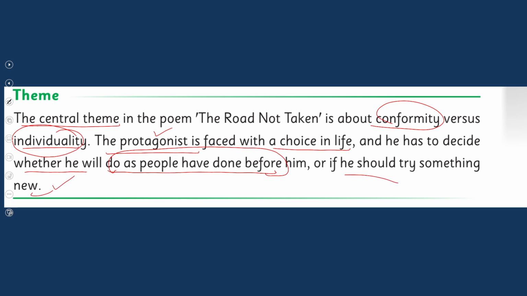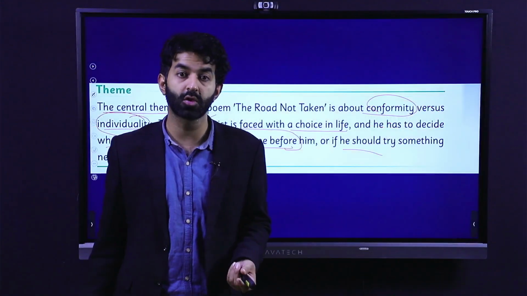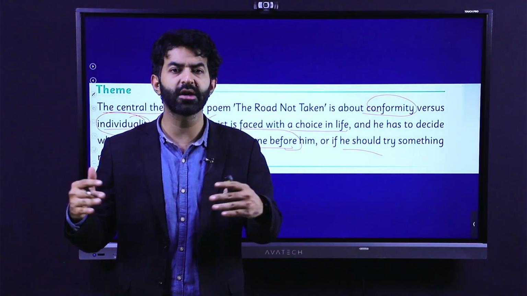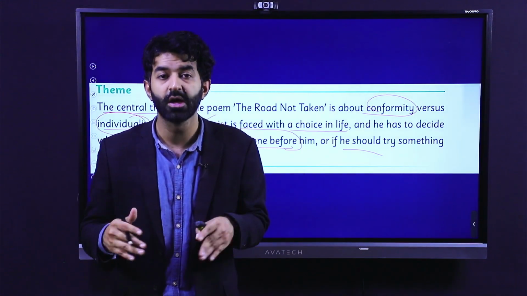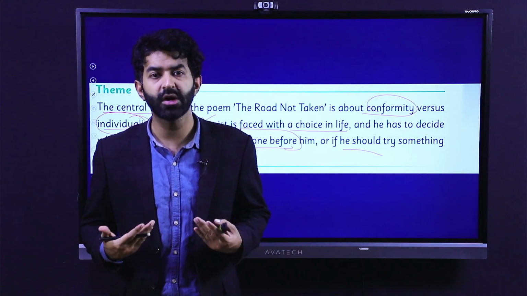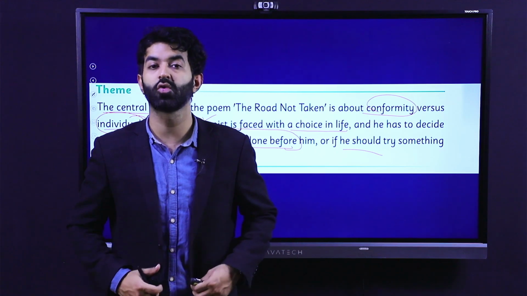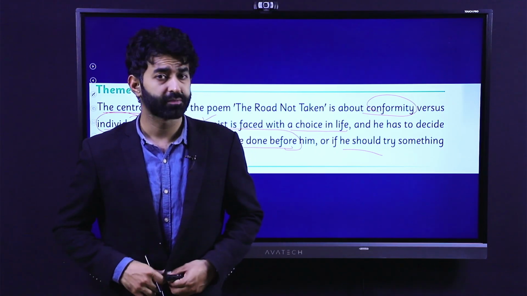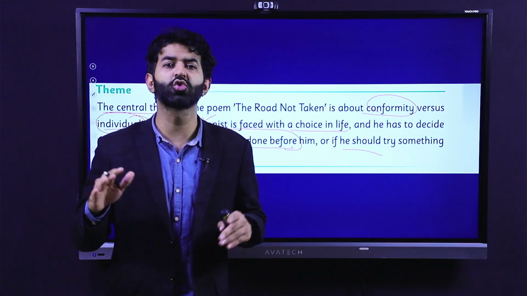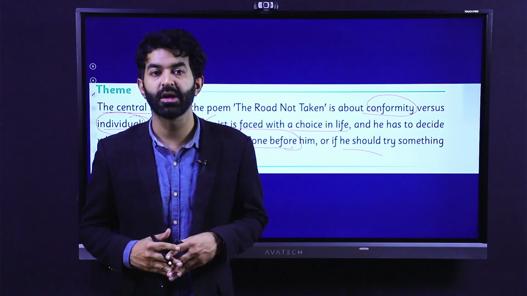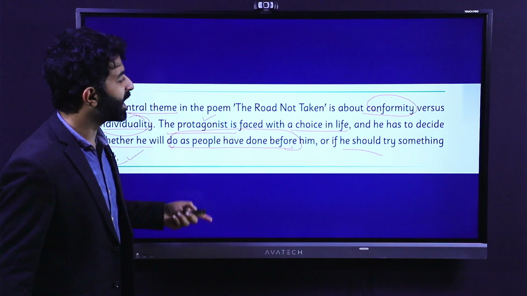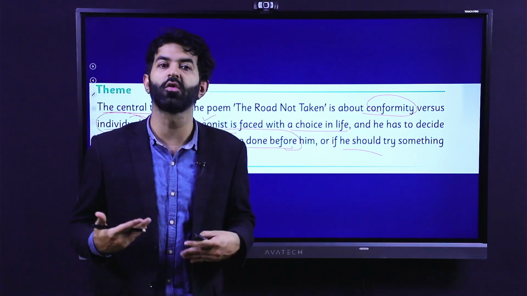So at the end, he was very happy that he chose the road that was less traveled by. When he traveled through that road, he saw that it is very grassy, it is less traveled, so he was very confident and he was very happy that he chose the road that is less traveled. So it means that he chose the option that was not chosen by most of the people. It was not common, it was different. So it means that he preferred individuality over conformity.